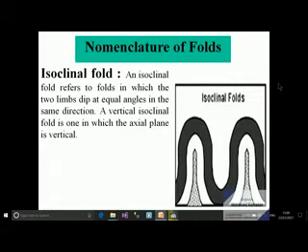Isoclinal fold. It refers to folds in which the two limbs dip at equal angles in the same direction. A vertical isoclinal fold is one in which the axial plane is vertical.